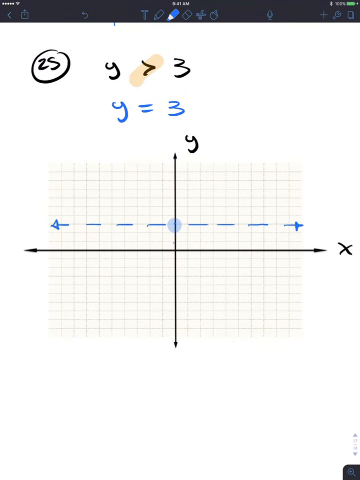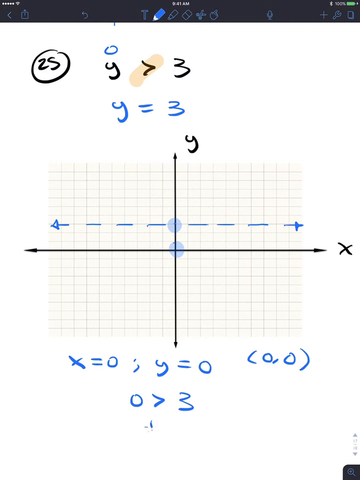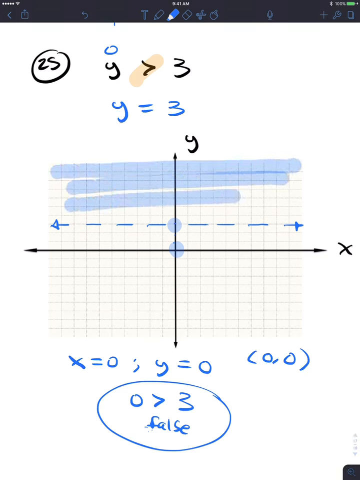And once you get to 25, the same idea holds. The test point is available, which means x is 0, y is 0. This is the location of my test point. It's the origin. This time, I plug in 0 for y because there is no x coordinate. And 0 is greater than 3. We have to test whether this is a true statement or a false statement. This is a false statement. 0 is not greater than 3. 0 is not larger. We shade the region that does not include our test point. So we are now clear.